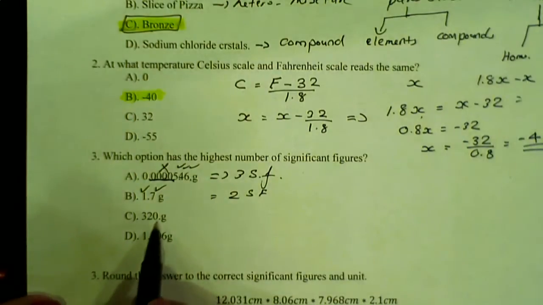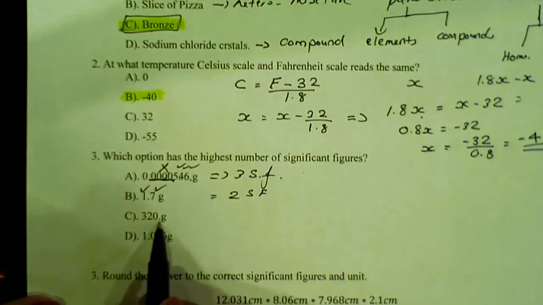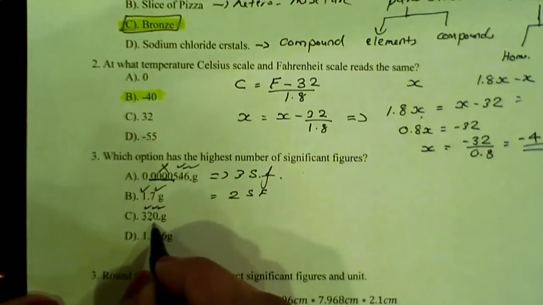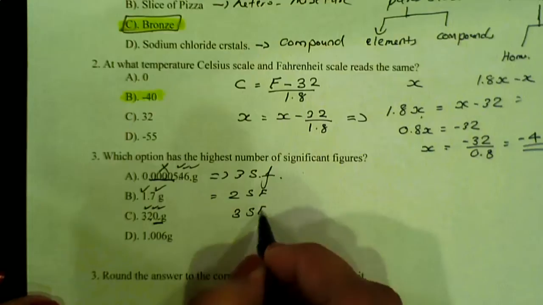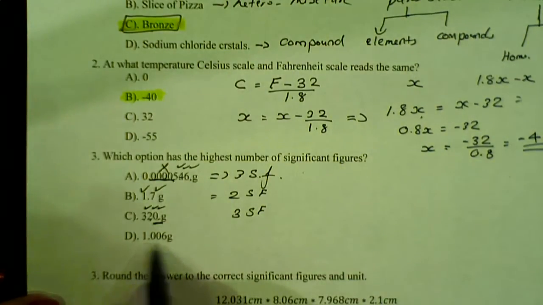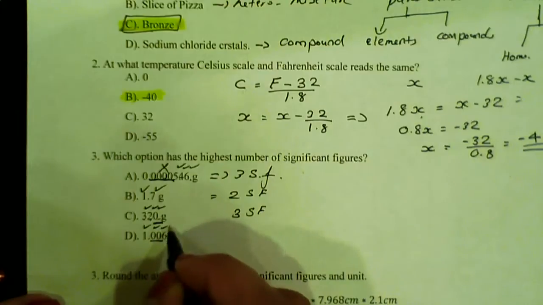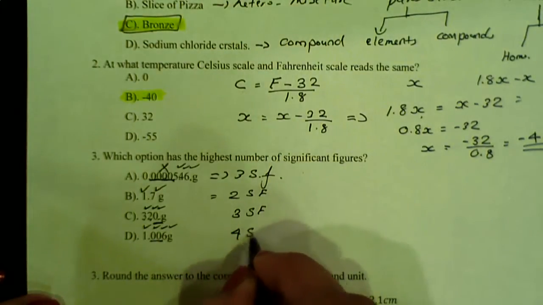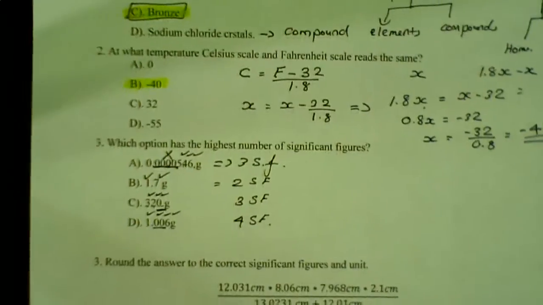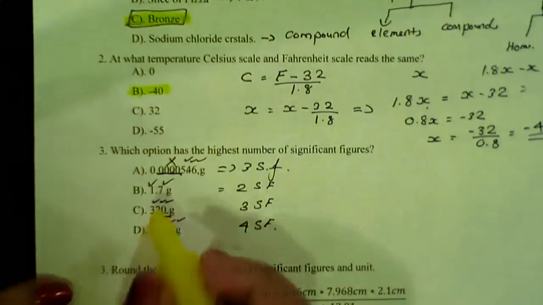For 320. grams, see there is a decimal point here. So this decimal point makes this zero significant. So you have 1, 2, 3 significant figures. For option D, 1.006 grams. These zeros are in between two non-zero digits, and zeros between two non-zero digits are significant. So you have 1, 2, 3, 4 significant figures. So option D is our answer.